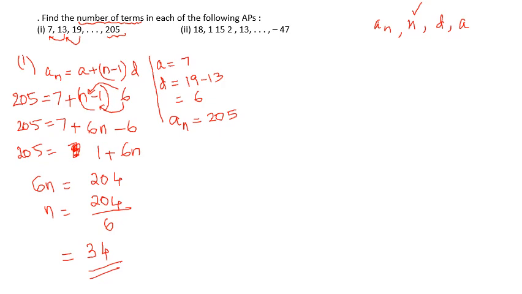Now the second question, there is some mistake. It is 1 by 5 or something. I don't know what it is. Do you have the textbook with you? What is the second one? 18 comma. Second question, I made some mistake. The question is not correct.